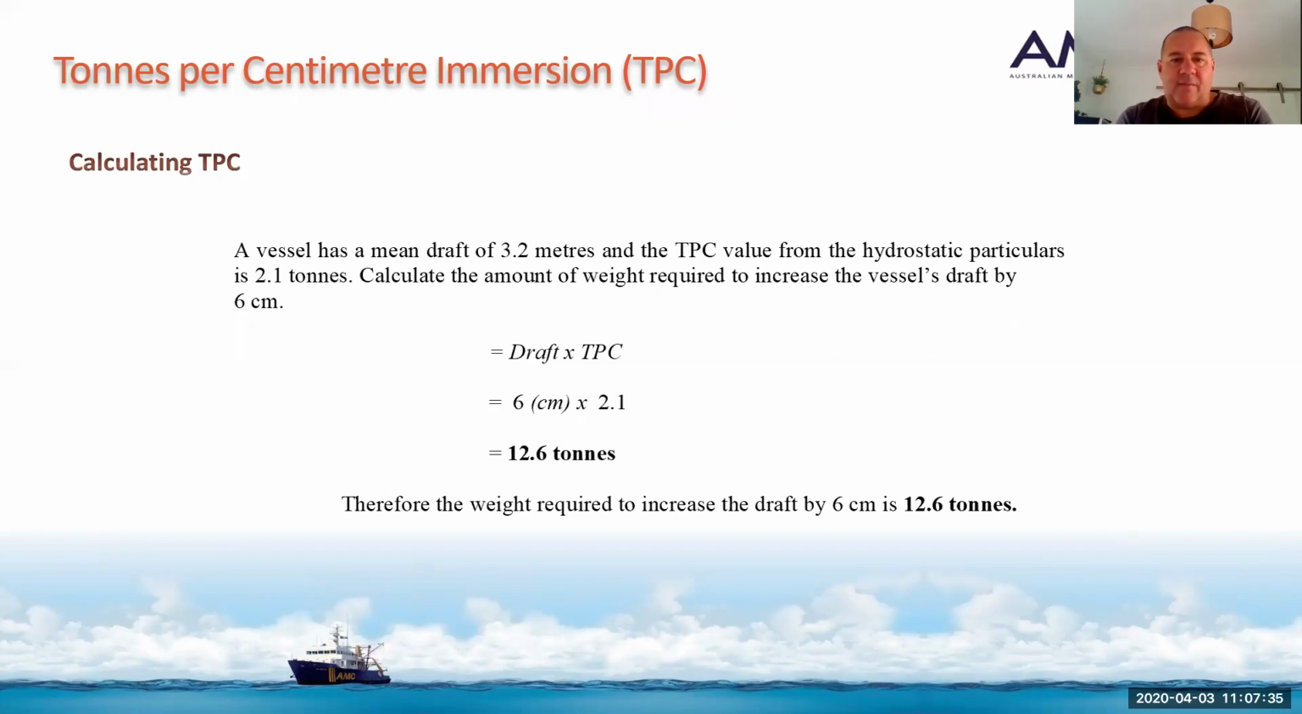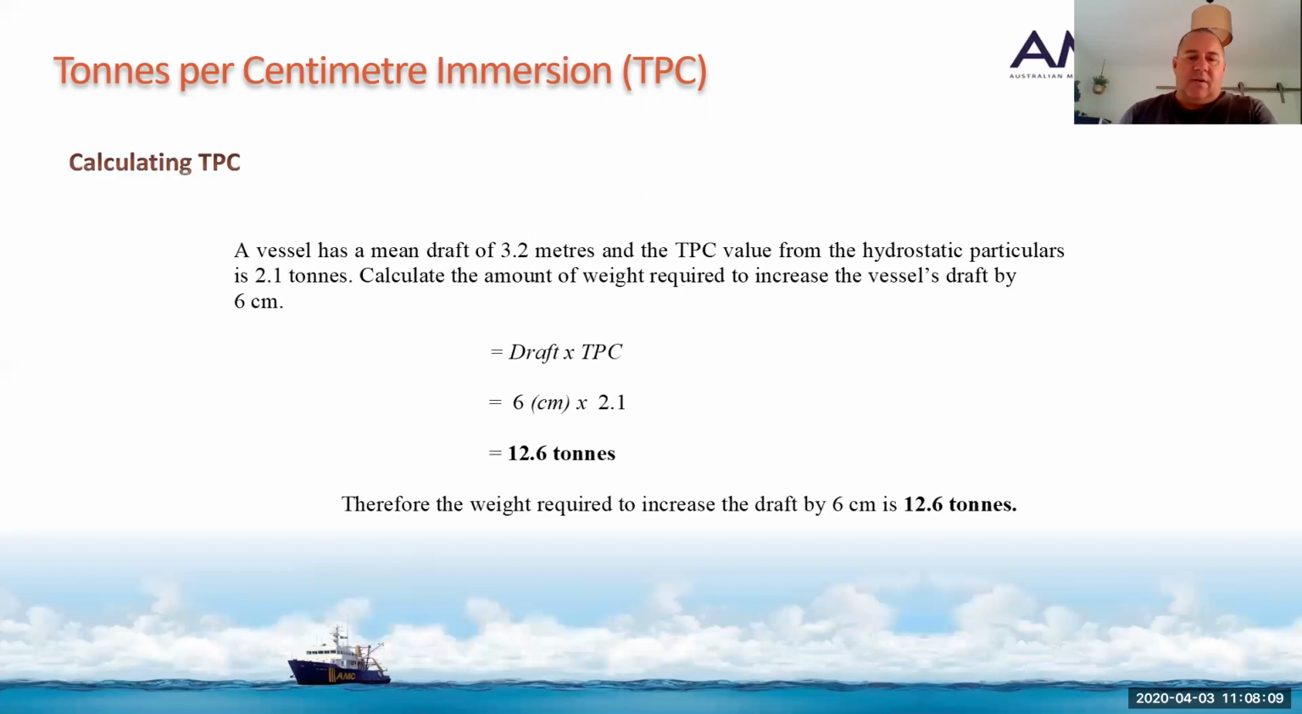So we want to increase the draft by 6 centimetres and the TPC is 2.1. If we multiply those together, we'll find that we have a new weight of 12.6 tonnes. So we need to put 12.6 tonnes on there to change its draft by 6 centimetres. Therefore, the weight required to increase its draft by 6 centimetres is 12.6 tonnes.